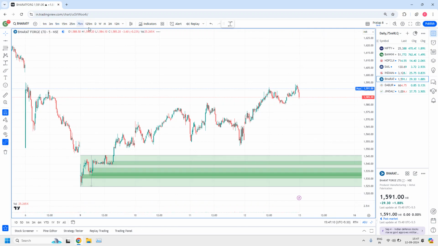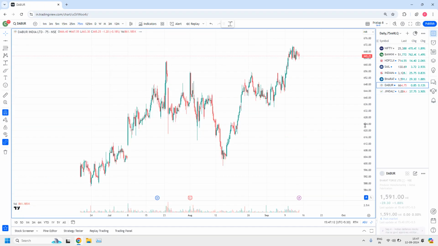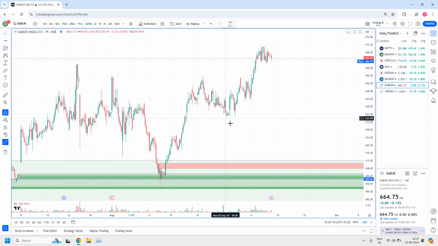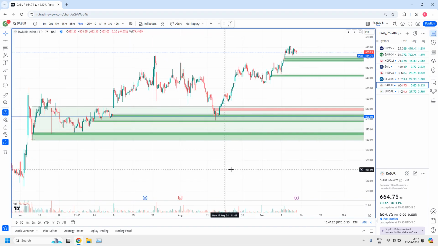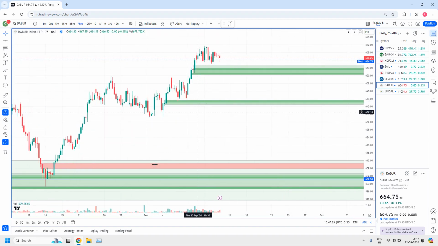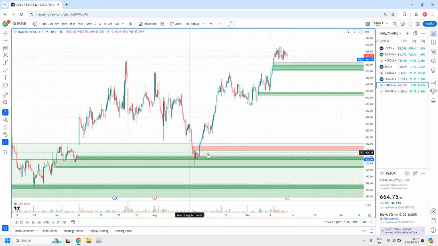Okay, next one is Dabur. Dabur already, earlier it gave one trade. Sorry, not this one. Today we got this one. This is the one. This is the earlier one. Previously we got a trade once in Dabur.